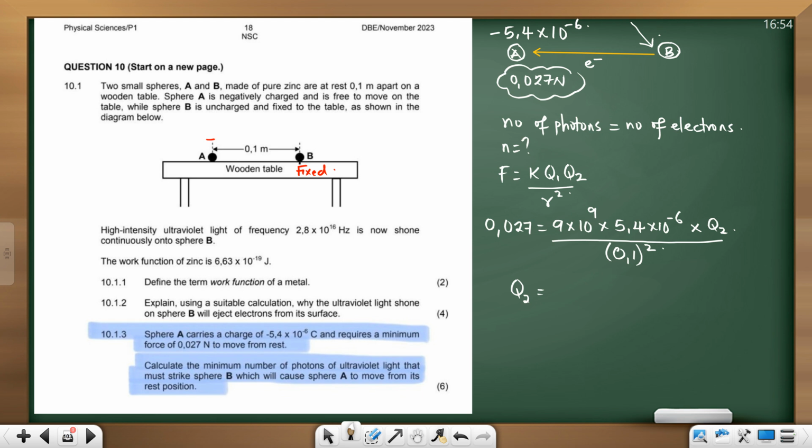Please don't work in nano columns, okay? Always work with columns. Don't work with nano columns. Let's make it as simple as possible. Let's work with columns.